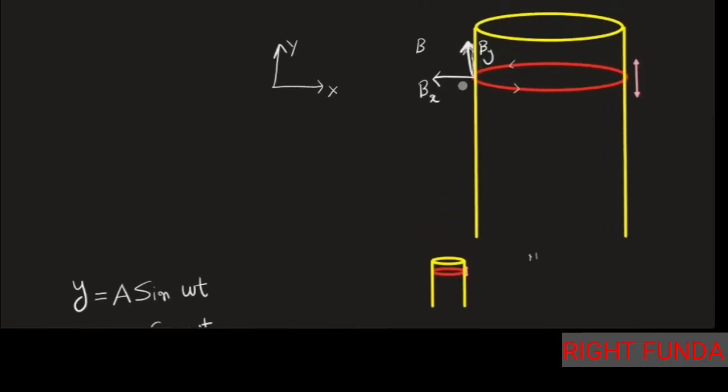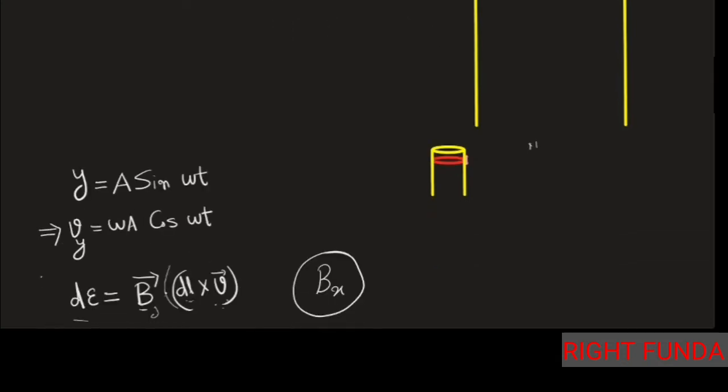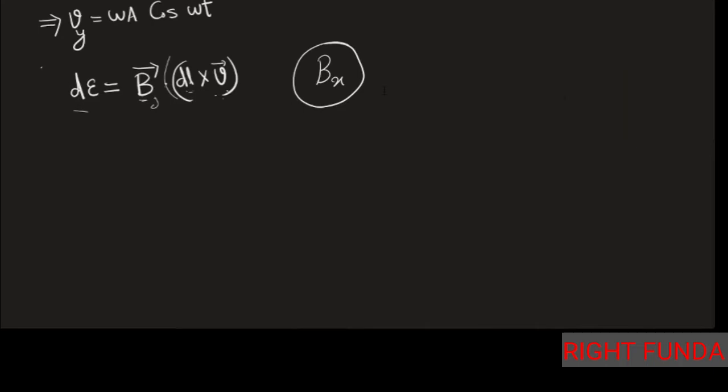Along the length of the rod, the emf that will be produced is due to this magnetic field and the motion. Which magnetic field? The x component. For By, B dot dl cross v will be zero, since B is perpendicular, that will cancel out. So only the Bx component needs to be taken, whatever the magnetic field is.